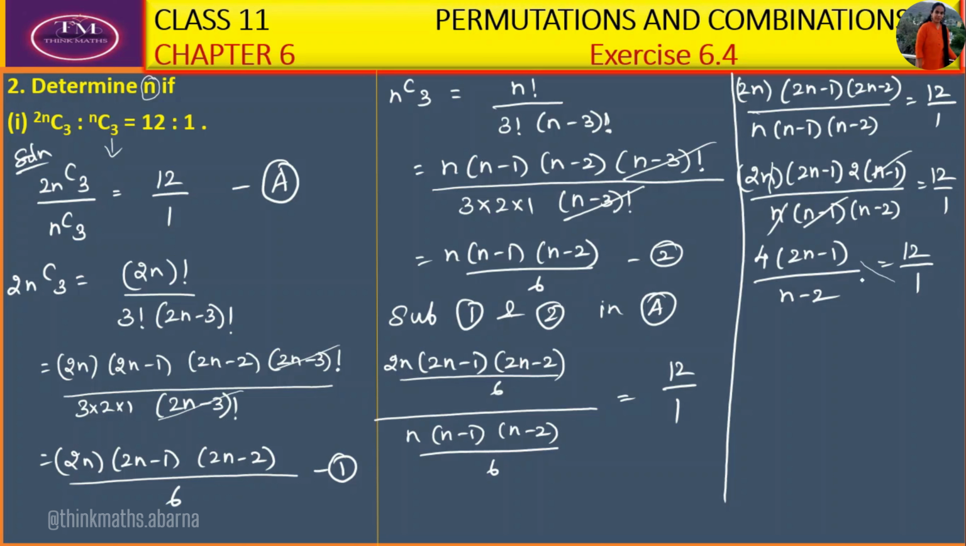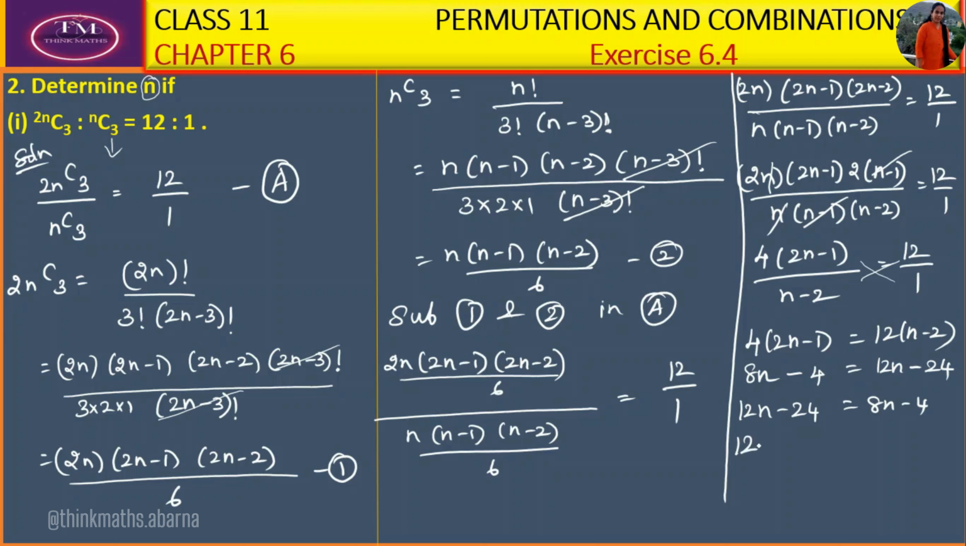So now just cross multiply. 1 into 4 into (2n minus 1) is 4 into (2n minus 1), equal to 12 into (n minus 2). So 4 into 2 is 8n minus 4, equal to 12n minus 12 into 2, which is 24. Since this 12n is bigger, I'm just changing the sides: 12n minus 24 equal to 8n minus 4.